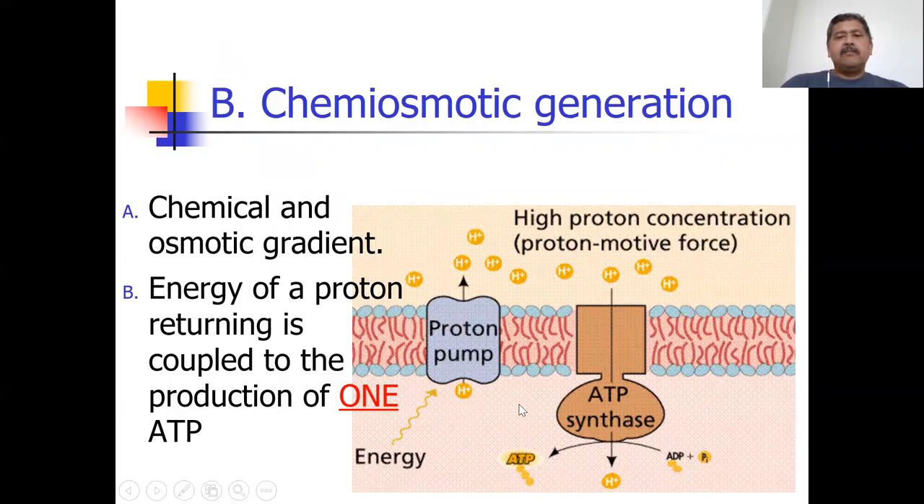there are fewer protons. So these H pluses are going to want to go right through there, through this transmembrane protein, this transport protein, this ATP synthase, which is an enzyme. You know it's an enzyme because it ends in ASE, and what this enzyme is involved in is synthesizing ATP, hence the name ATP synthetase, or the ATP synthase.